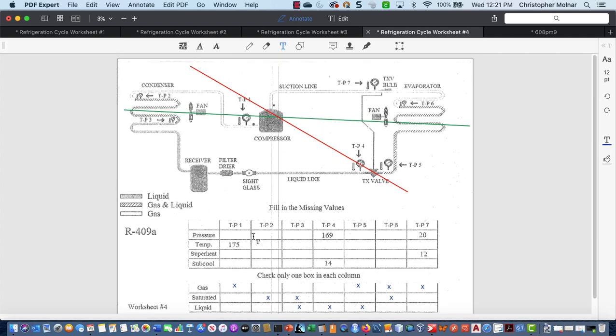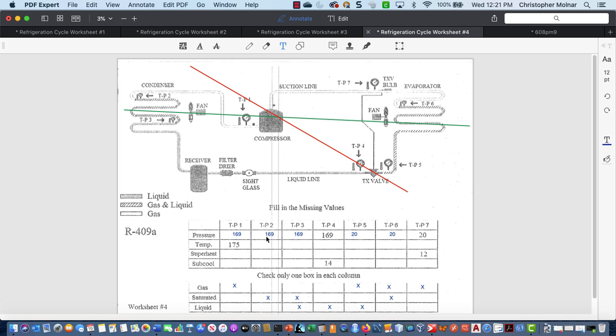Okay, let's come up here and take care of my pressures. We know that my pressure at TP4 is 169. The pressure does not change on the entire high side of the system, so we can fill all of those in. Okay, TP7, my pressure is 20. Again, the pressure does not change on the entire low side of the system, so let's go ahead and fill those in. Now, we do know that my temperature is going to change.